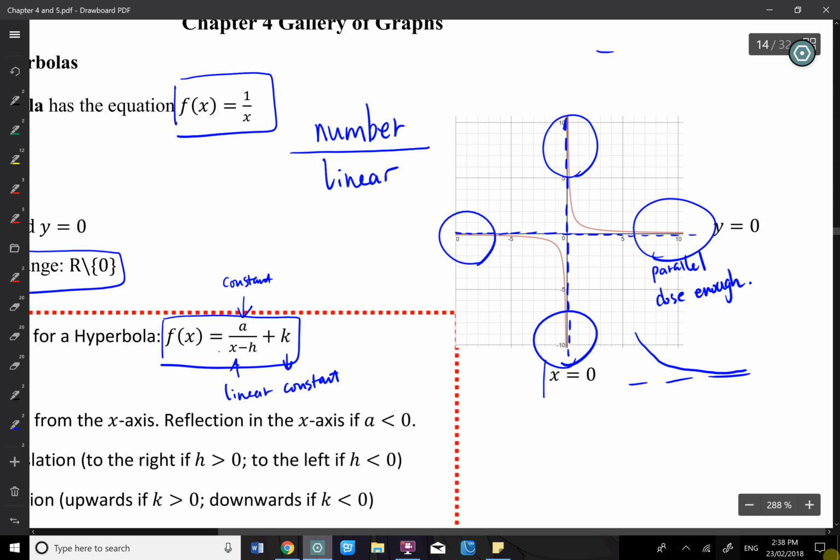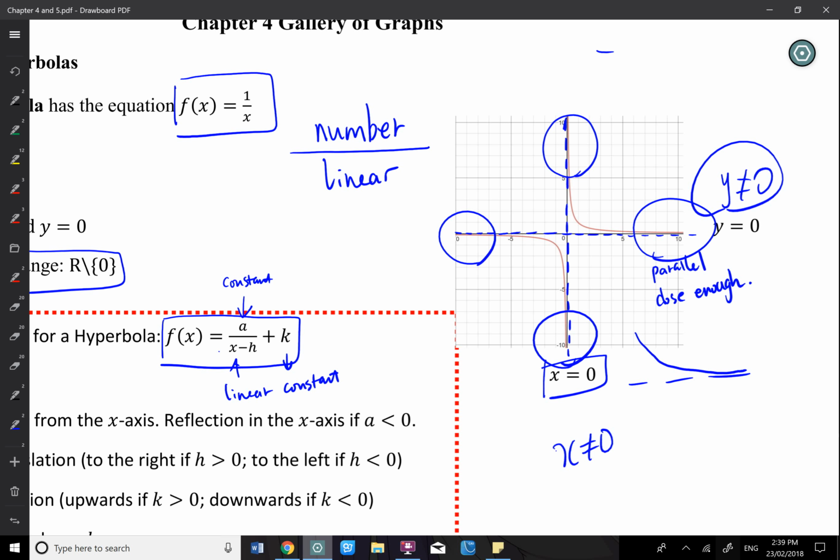We have an asymptote at x equals 0, which means x can't be 0. We have an asymptote at y equals 0, which means the y value can't be 0. That's why we have asymptotes here.